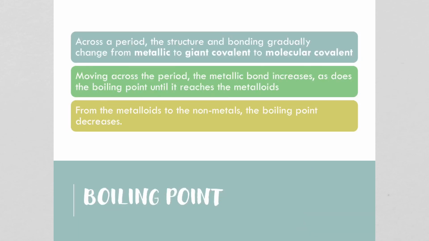So boiling point is a little tricky as you're moving across a group, or a period, sorry. So as you're moving across the period, the structure and the bonding will change from metallic to giant covalent and then to molecular covalent. So as you're moving across the period, the metallic bond will increase, and as that's happening, the boiling point increases until you get to the metalloids, and then from the metalloids to the nonmetals, the boiling point starts to decrease. And as you know, group 18, the last group, the noble gases, they're all gases.